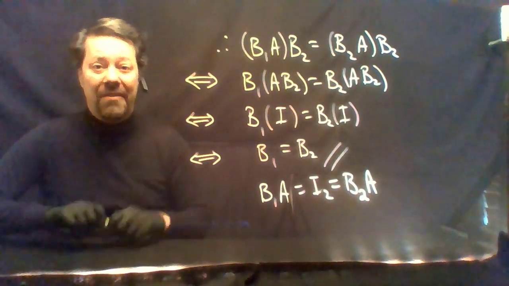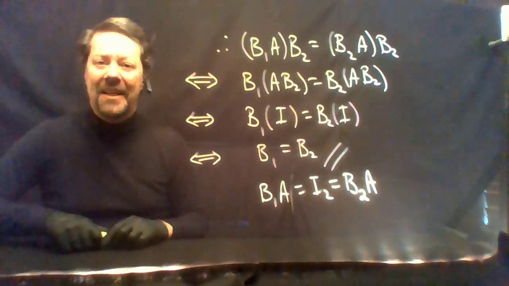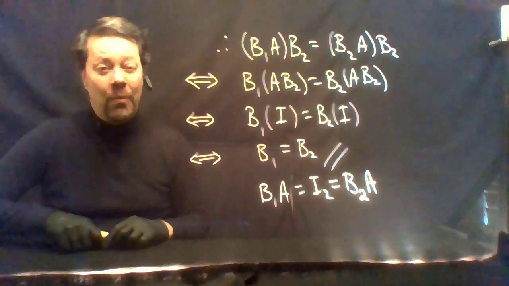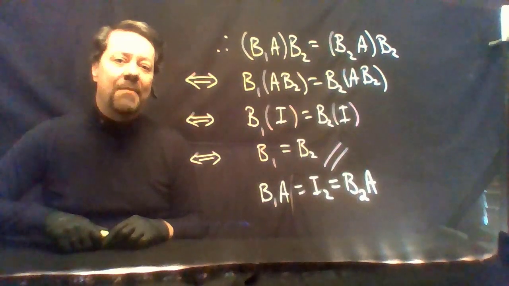So I want you to think about how this proof went. It's characteristic of uniqueness proofs. If you want to prove there's only one of something, assume there are two, and then prove that they must in fact be equal. This uniqueness theorem allows us to introduce some notation.